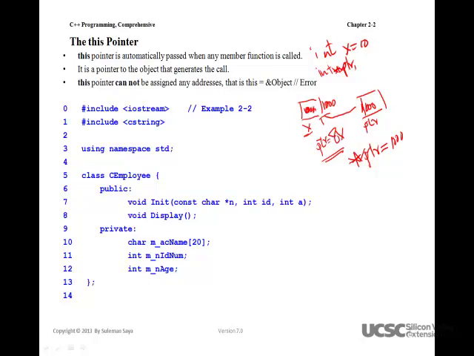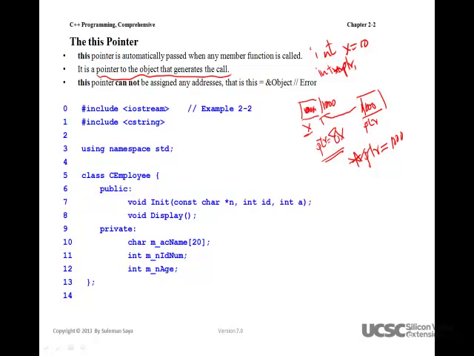Basically, that is the reason: this pointer is a pointer to the object that generates the call. So when the call is generated, this pointer holds the object. Whichever object made the call to that particular member function, that object's address will be passed, or put into, this pointer.